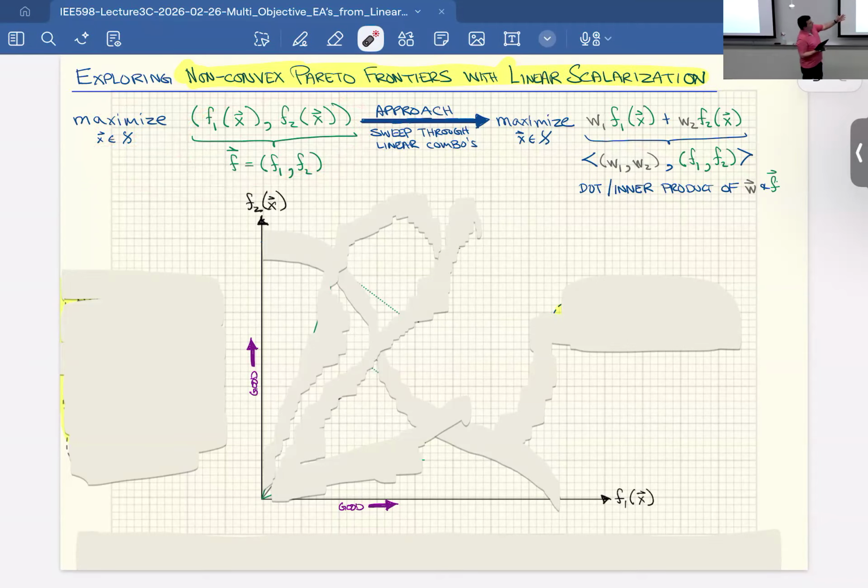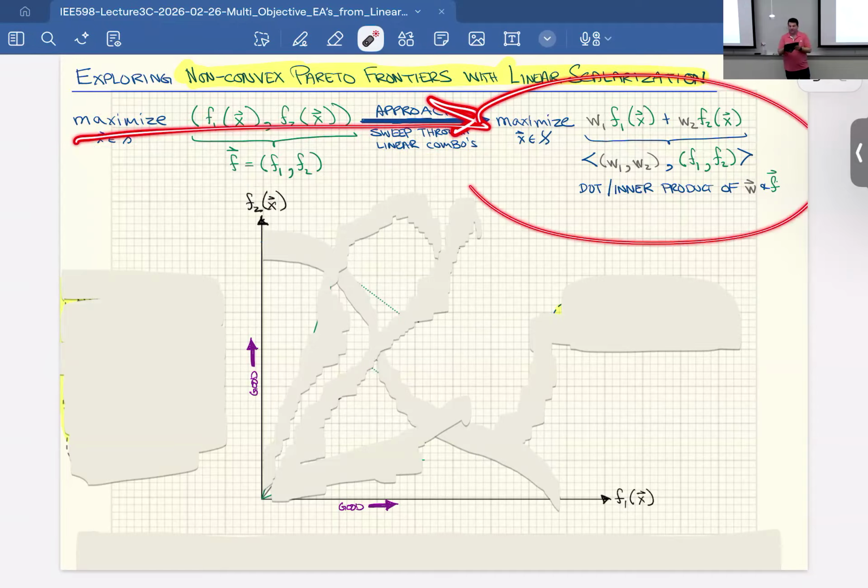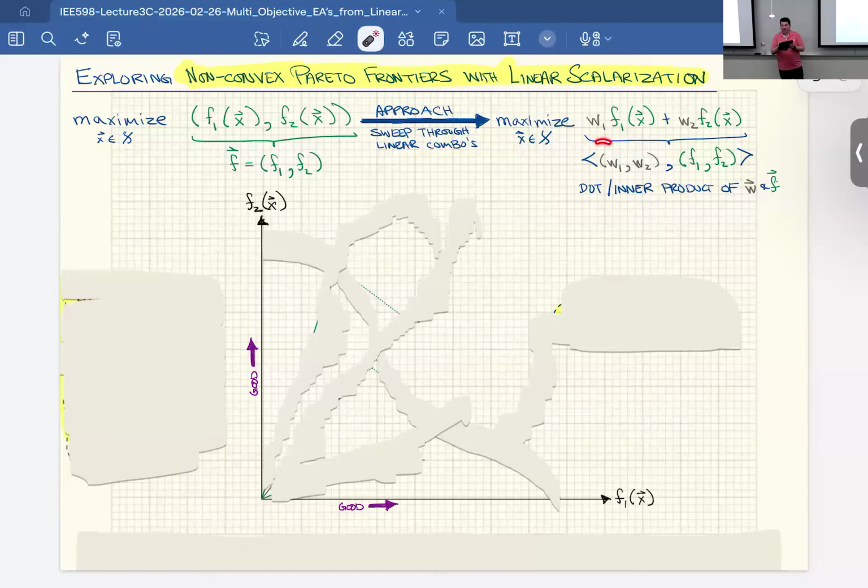So these historical ways effectively sweep through different linear combinations of these objectives in the hopes of finding the frontier. That translates this problem into this problem, where we're maximizing a weighted sum of two objectives. Now, that weighted sum is just a so-called inner product of a weight vector and an objective function vector. It's a dot product of a vector of weights, which sets your trade-off, and a vector of your objectives, the actual evaluation of your multiple objectives together.